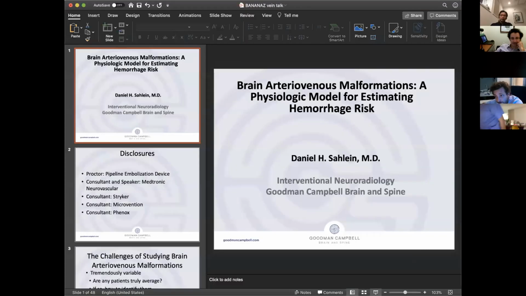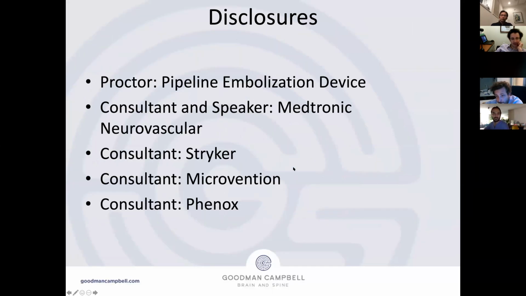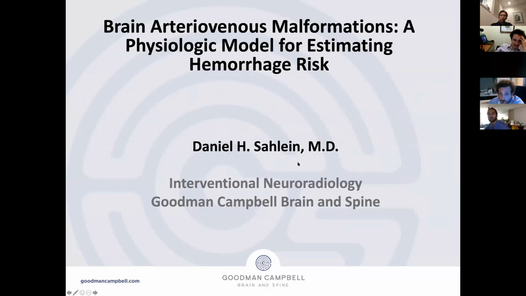So let's see, how do I? Okay, screen share. Right. Is this showing you the? Yeah, that's perfect. Okay, just the single image, not the presenter view.